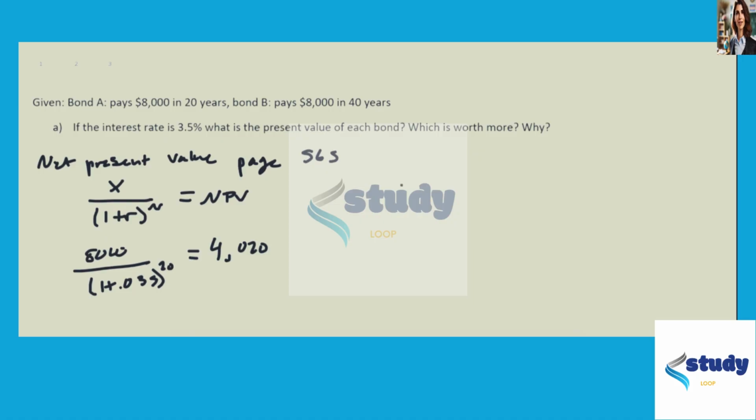For bond B, it's going to be 8,000 over 1 plus the interest rate to the power of 40, and this is 2020, right? This is bond B, and this is bond A. So obviously bond B is worth less, and that's because you have to wait longer to receive the payment, which means because of inflation and price changes, the value of $1 in 40 years is worth less than the value of $1 in 20 years, which is worth less than the value of $1 today.